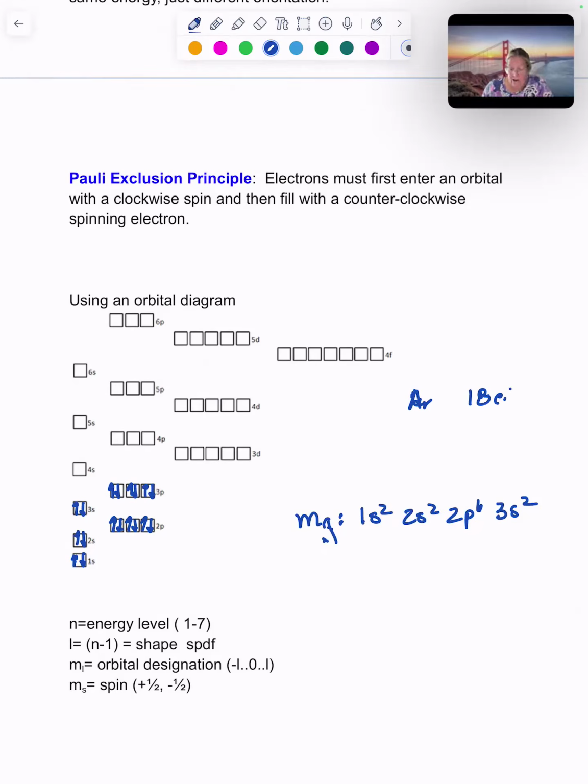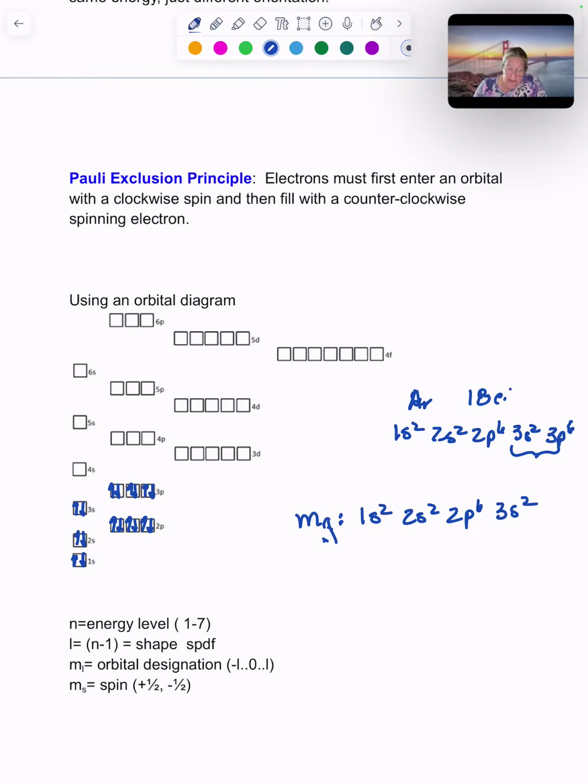Now, argon is going to be 1s2, 2s2, 2p6, 3s2, 3p6. Now we're going to talk about something sort of interesting. Argon is a noble gas. It's very unreactive. Why is it unreactive? Because its valence shell, that outermost S and P, is full. That P6 configuration is what makes argon so stable.